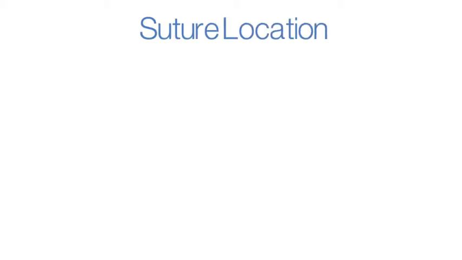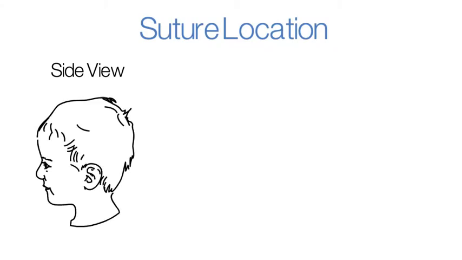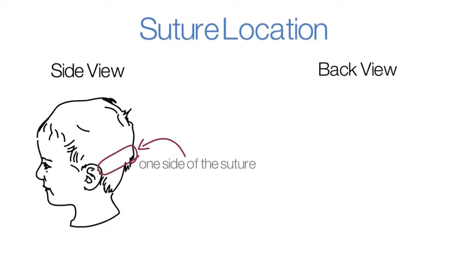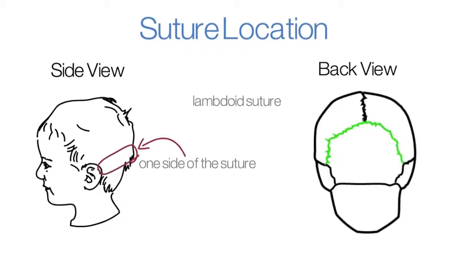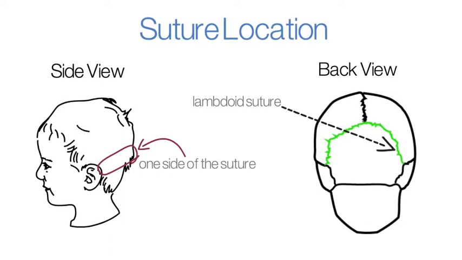The lambdoid suture is located in the back of the head in the shape of the Greek letter lambda, similar to an upside-down V. Views are shown of the side and back of the head for further clarification.